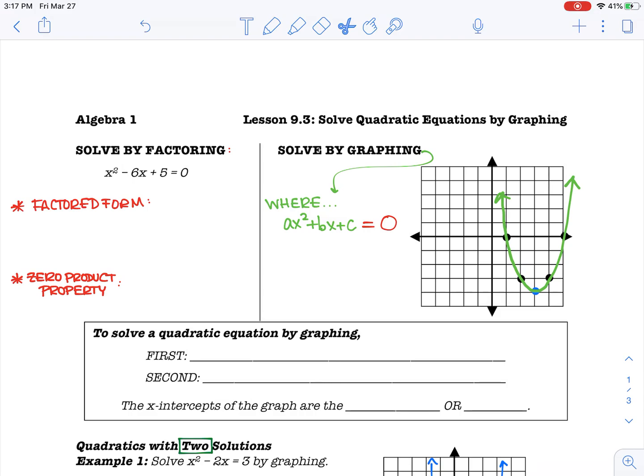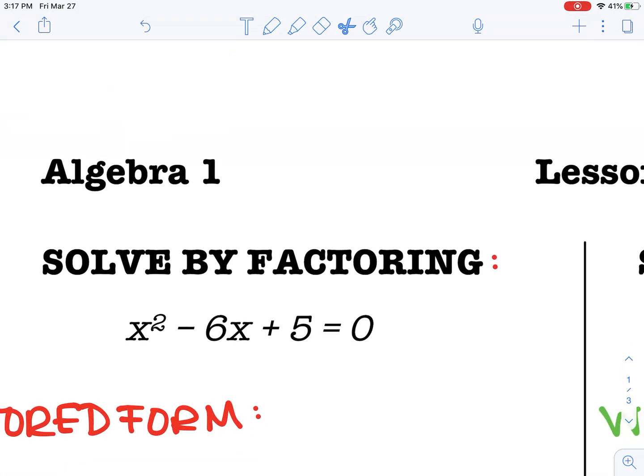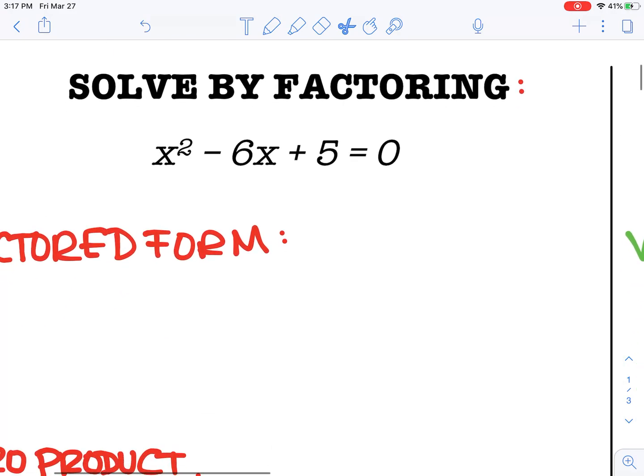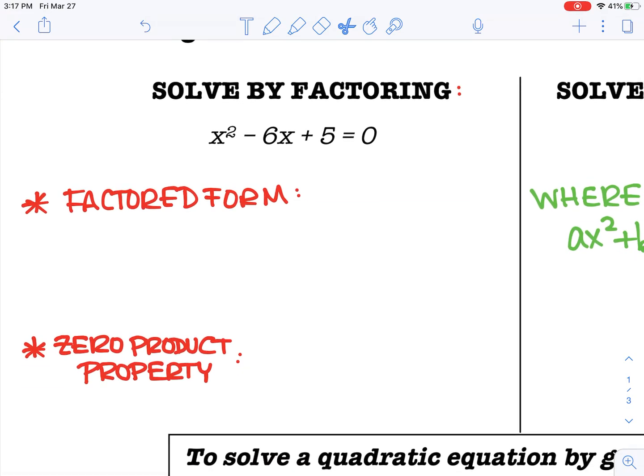So first off, we really haven't done a lot of solving with factoring. We have discussed it, but that's the first way in which we've approached this solving idea. To solve by factoring means to put something in that factored form, then use the zero product property, which is straight out of chapter 8.